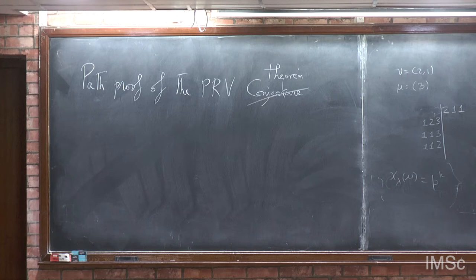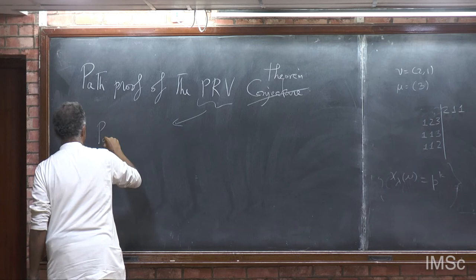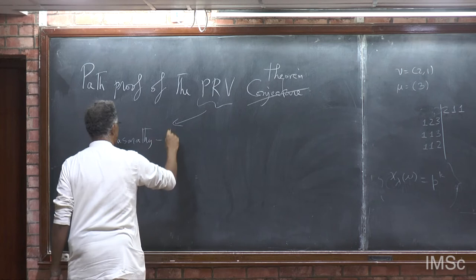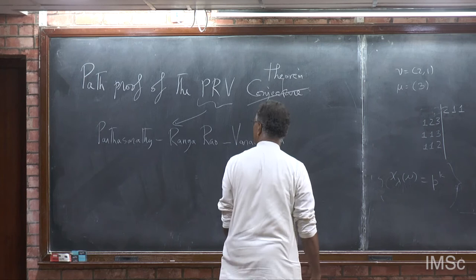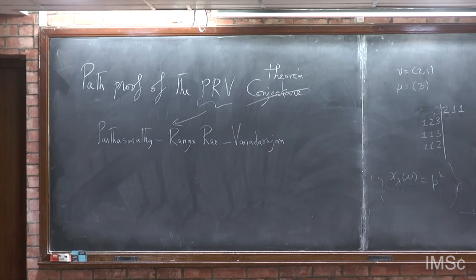But it is interesting to notice that the conjecture, I'll state the conjecture, was made in the 1960s. By the way, PRV stands for, there is an Indian connection here, Parthasarathy, Ranga Rao, Varadarajan conjecture. They were at ISI Kolkata at that time, I think, in the 1960s. And they wrote this famous paper in the Annals of Mathematics, where this conjecture comes from.